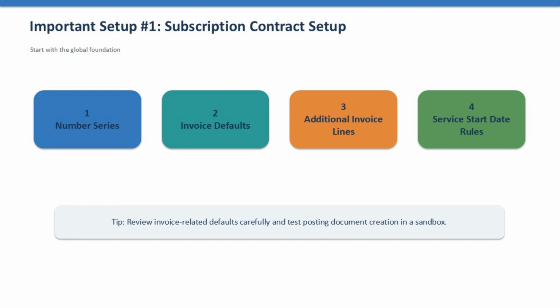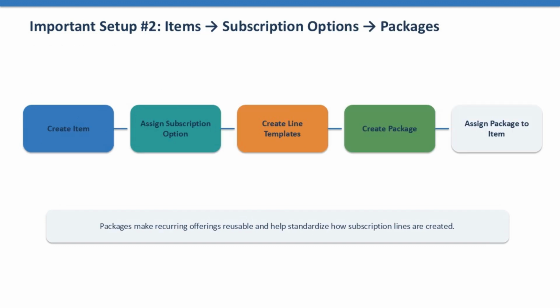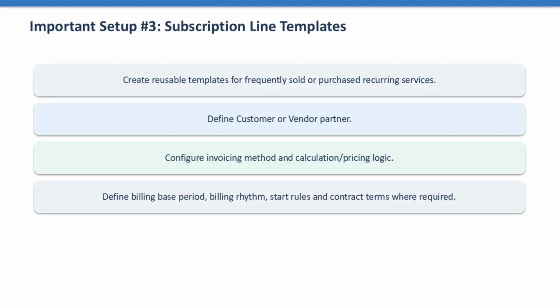Next is subscription option packages. So how we can assign the package: once we create a subscription item, there is an option, assign subscription option, and then you can create your line templates with all the subscription information, and then you can create the package and assign that package to the item. Then subscription line items.